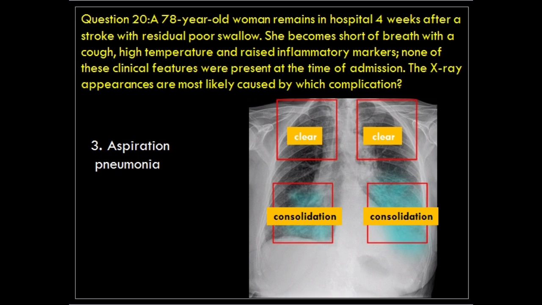The correct answer is aspiration pneumonia. The image shows dense consolidation in the lower zones, worse on the left. In this clinical context, the most likely cause is an aspiration pneumonia. The lack of the clinical features described at the time of admission rules out a community-acquired pneumonia. Heart failure could cause these appearances, but the cough, high temperature, and raised inflammatory markers point towards a respiratory tract infection. There is no evidence of lung fibrosis or surgical emphysema.